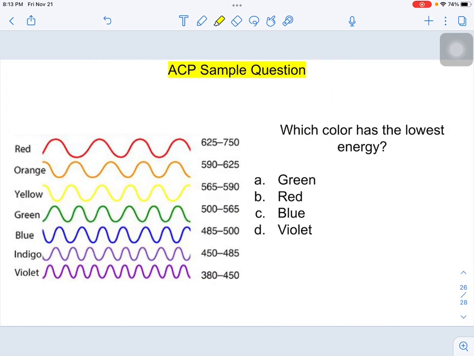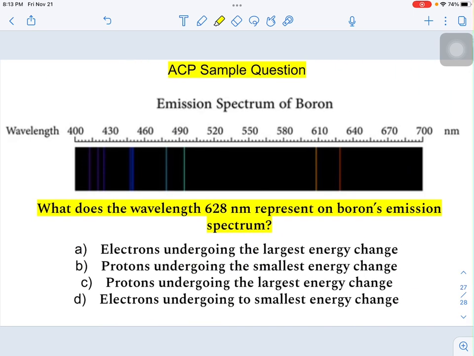Here is one ACP sample question that we would like you to answer about wavelength and energy. Go ahead and pause that and answer the question. And there's another ACP sample question about the emission spectrum of boron. So go ahead and try to answer that, and good luck. After this question, we're going to go ahead and end part 1 of the Thanksgiving review, and we will continue on the next YouTube video.